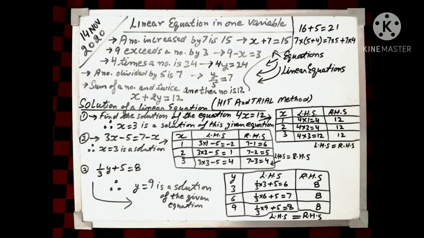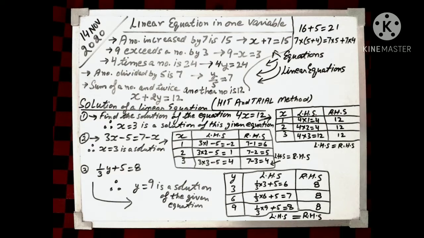We try to put the values of the variable on the left hand side and the right hand side and see if LHS is equal to RHS. See the three examples I have shown here. The first one is: find the solution of the equation 4x = 12 by the trial and error method. So we make this table.